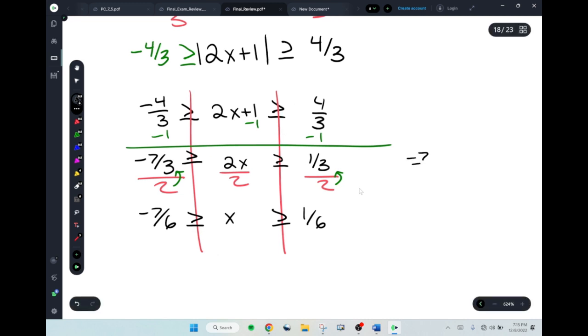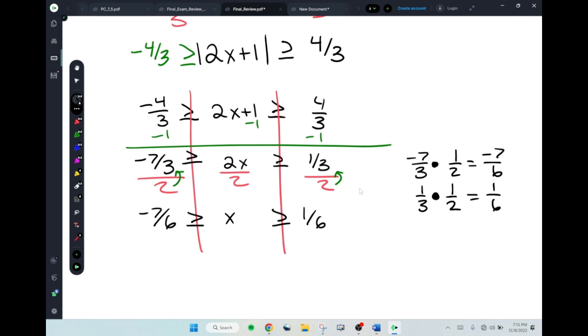Keep the negative 7 over 3. Change the big division to multiplication. Flip the 2 to a 1/2. And you get negative 7 over 6. Keep the 1/3. Change the division to multiplication. Flip it to 1/2 and you get 1 over 6. Or you can recognize the little shortcut and just say if it's on the bottom, it can go to the first bottom too. Same thing if it's on the top, then go to the first top too. It's kind of fun like that.